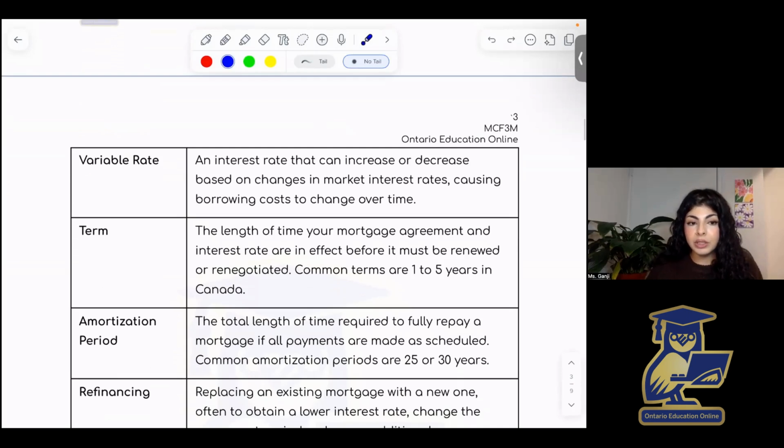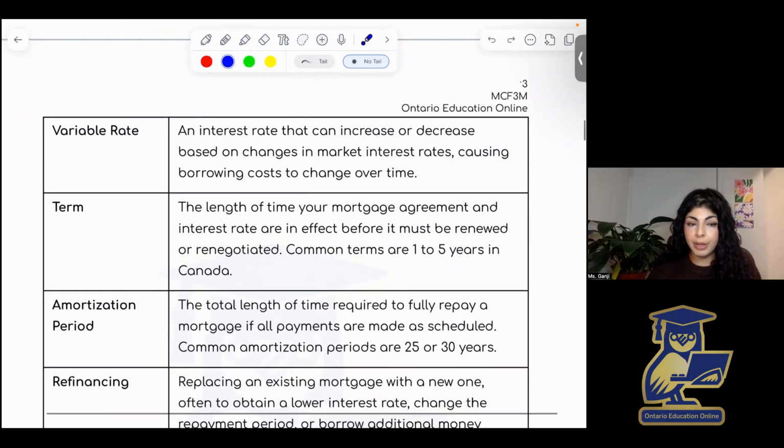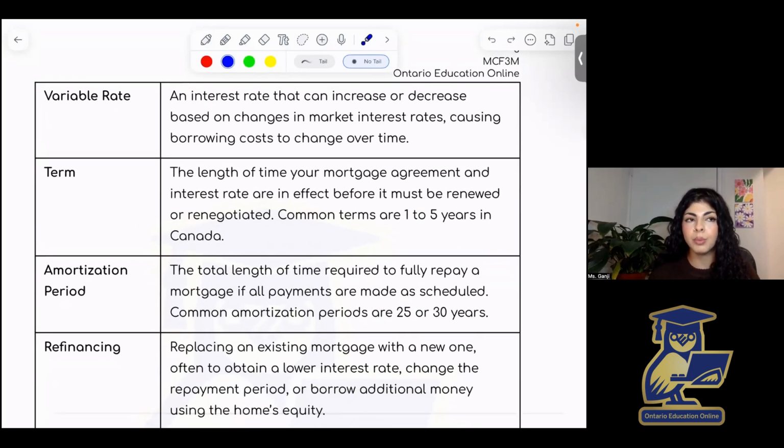Now, with mortgages as well, we have term versus amortization period. Term is the length of your mortgage agreement, and the interest rate is determined based on that period, but after that term is done, the interest rate is renewed or renegotiated. Common terms are 1 to 5 years in Canada. So if you have a 2-year term with a specific rate, after the 2 years, that rate is recalculated, and then you have a new term that you have to pay that rate on.